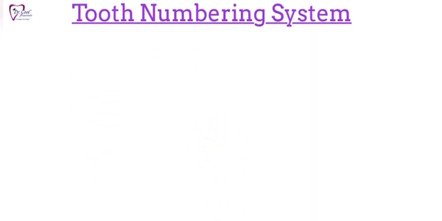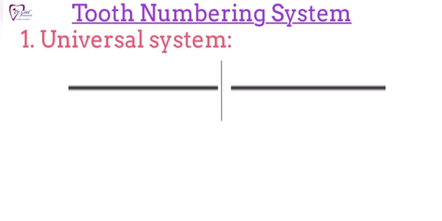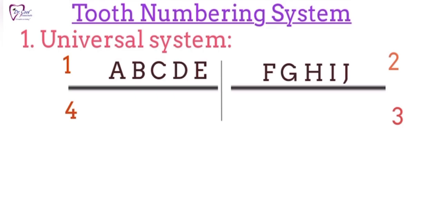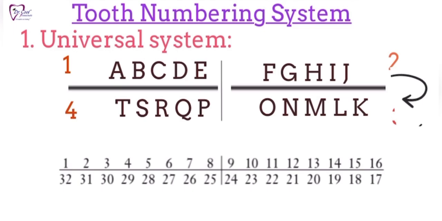Okay. Next, coming to the tooth numbering system. There are three tooth numbering systems. First being the universal system. For this system, we divide the entire dentition into four quadrants, naming as 1, 2, 3 and 4. Numbering starts from the upper right corner till the upper left corner. When the row completes, the numbering reverses in the lower quadrants, that is from the lower left corner till the lower right corner. Point to remember here is alphabets are used to denote the primary dentition and numbers are used to denote the permanent dentition.